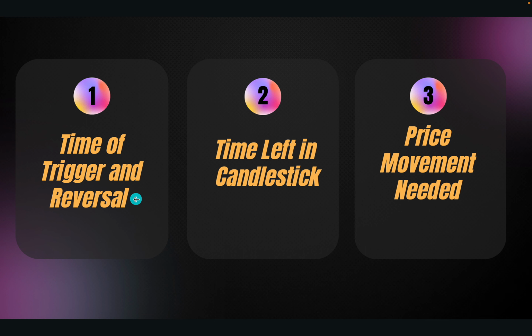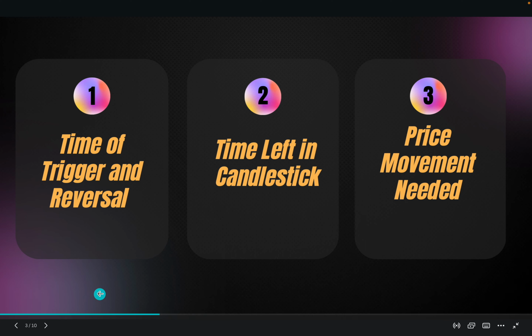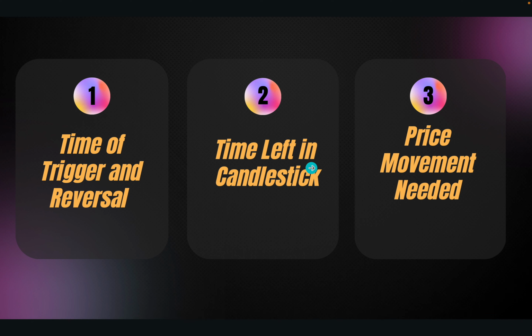In order for that reversal to continue and take that out, we need to have enough time left in the candlestick, and the amount of movement needed needs to be reasonable. It needs to be doable for the underlying. So I take these three things into account when I'm looking at a candlestick for potential outside bars on a daily, weekly, or monthly time frame.